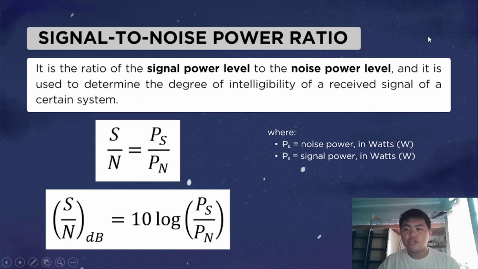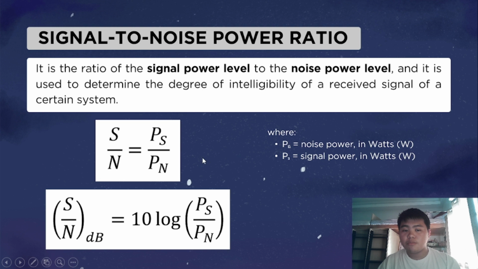So we also need to consider noise system analysis. The first one that we need to consider is the signal to noise power ratio. It is usually a ratio of the signal power level to the noise power level and is used to determine the degree of intelligibility of a received signal of a certain system, which can be expressed as S over N equals P sub S over P sub n, where P sub n is the noise power in watts and P sub S is the signal power in watts.